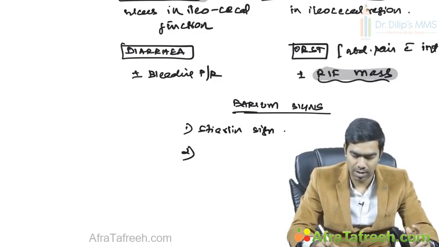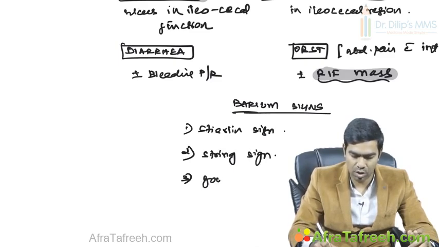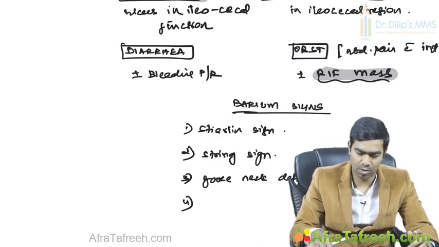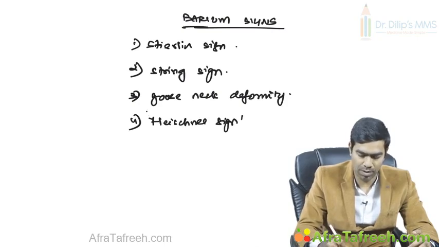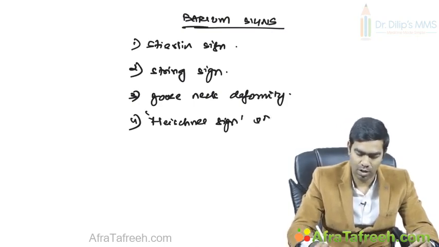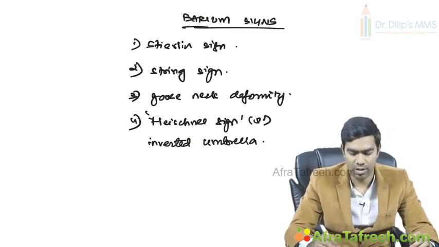Stierlin sign. So second one, you can have this string sign of Kantor. Again, not a very specific sign. Third one, gooseneck deformity. I'll show you all the images. Number 4, you can also get this Fleischner sign. We're not talking about pulmonary embolism here, for that matter, Fleischner sign. Or you can get, this sign is also referred to as inverted umbrella sign. Clear? So these are some of the signs that you have to know for tuberculosis, GI tuberculosis.